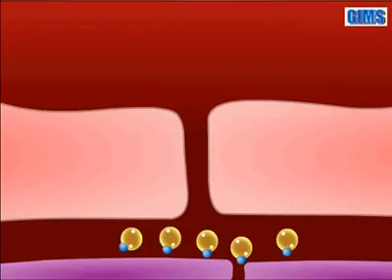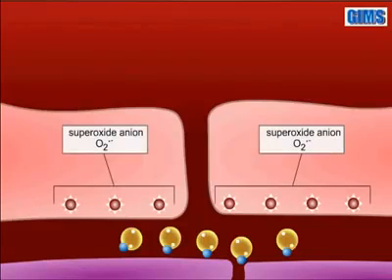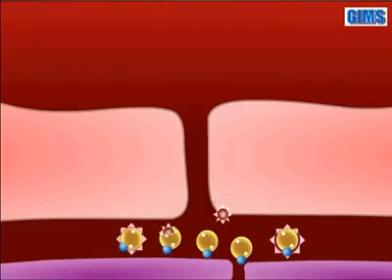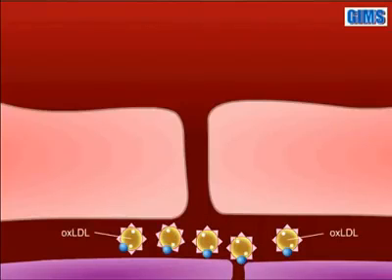The trapped LDL in the subendothelial space is susceptible to oxidative stress. The oxygen-free radicals, including superoxide anion, are released from the endothelial cells and macrophages.